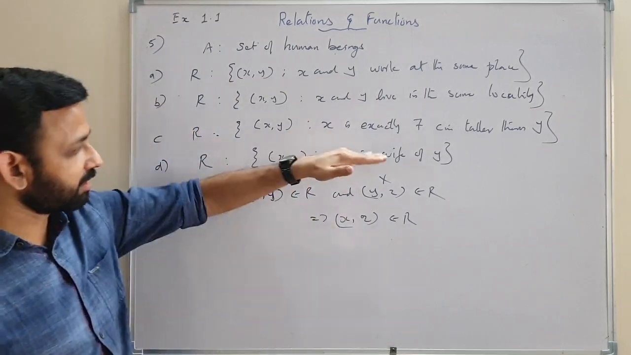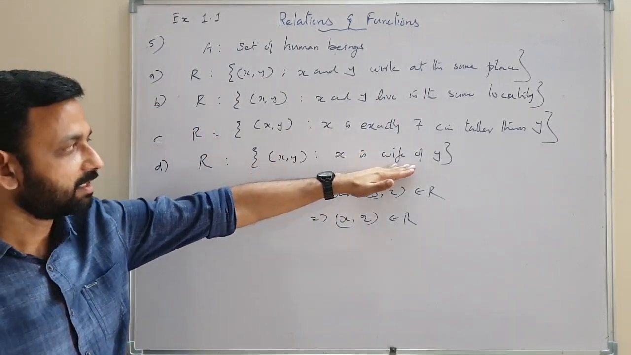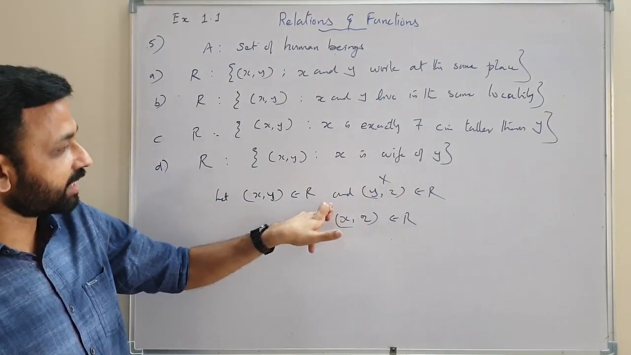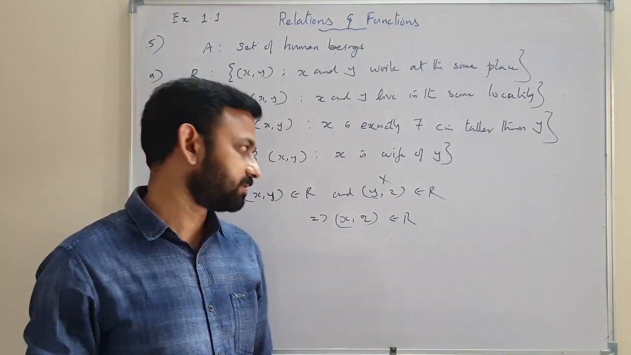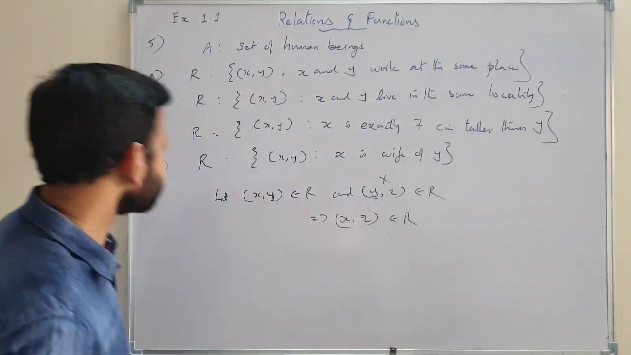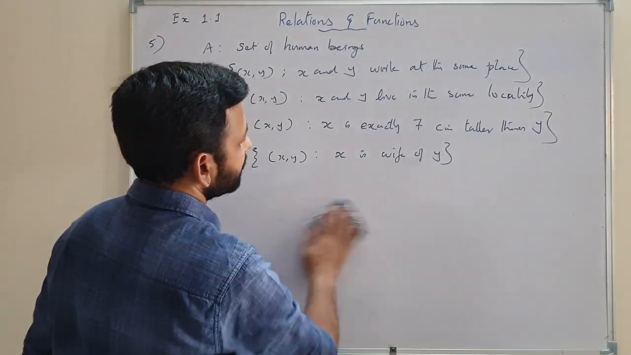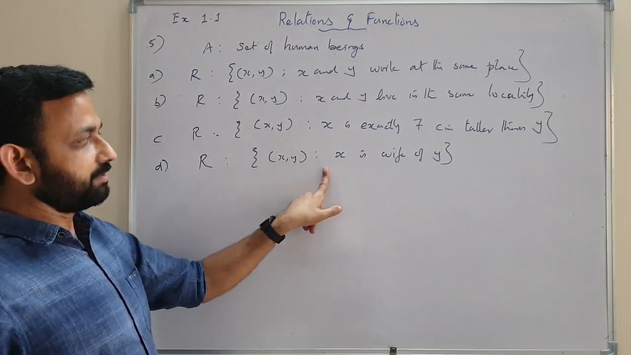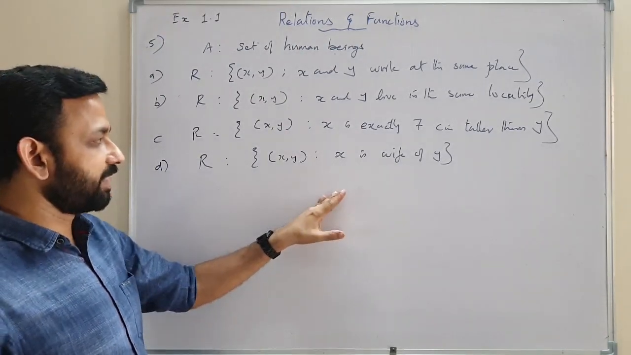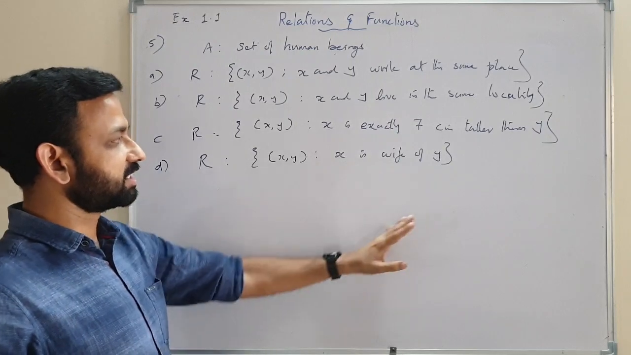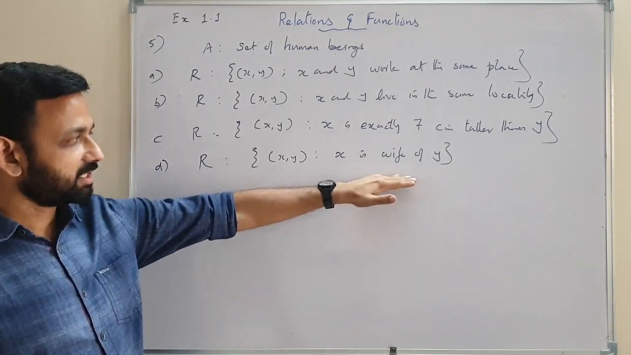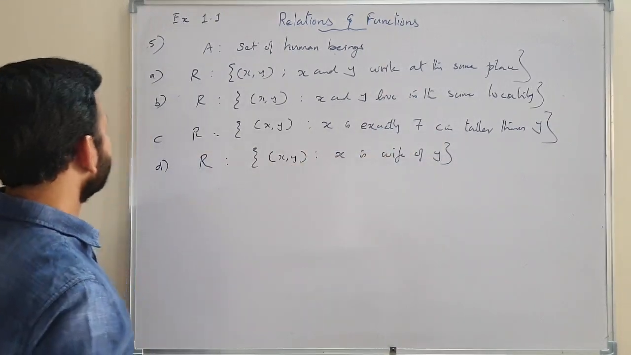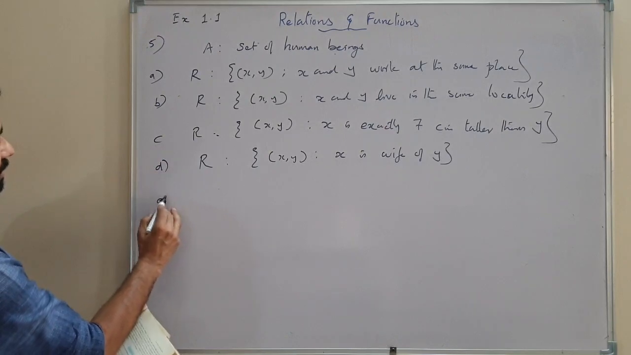So this is not reflexive, not symmetric, but it is transitive because we cannot contradict the transitive property here. So this relation is transitive. That doesn't mean x is a wife of y, y is a wife of z, so x is a wife of z. We cannot say that because second pair not possible here. That is the reason.